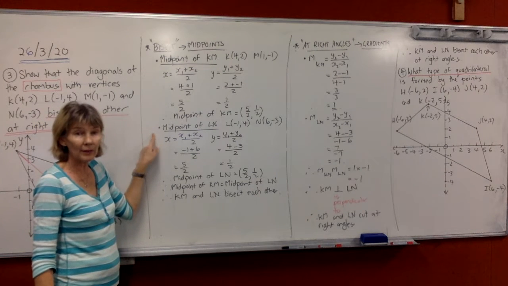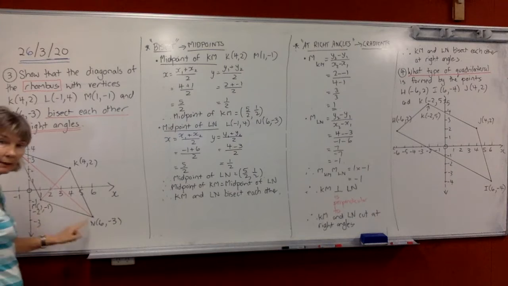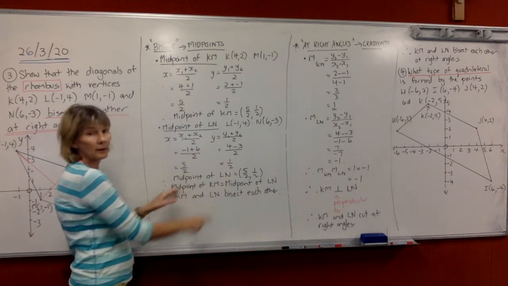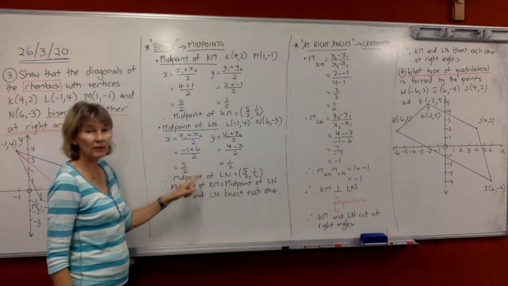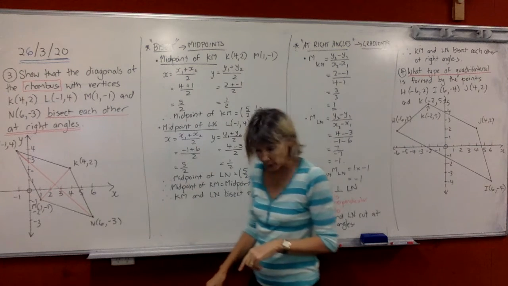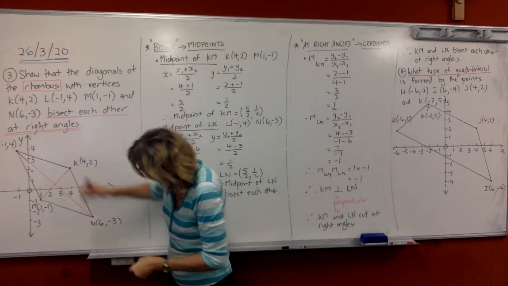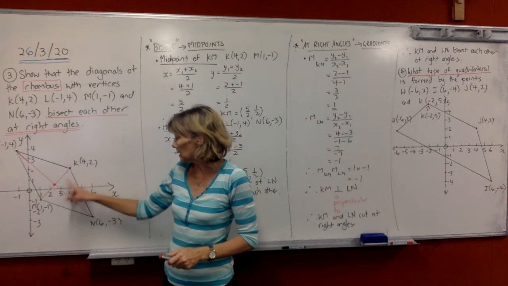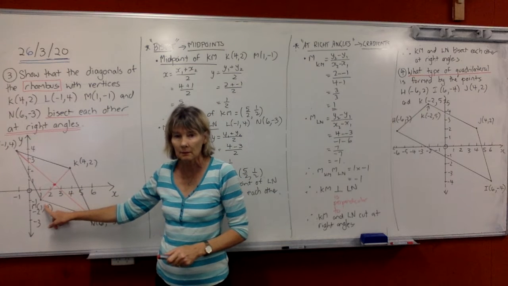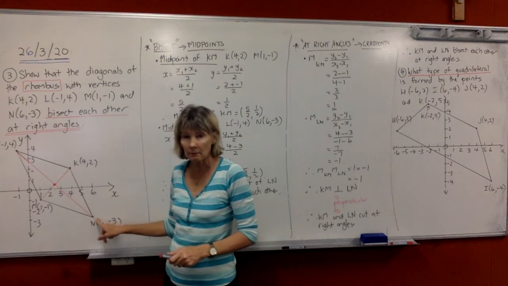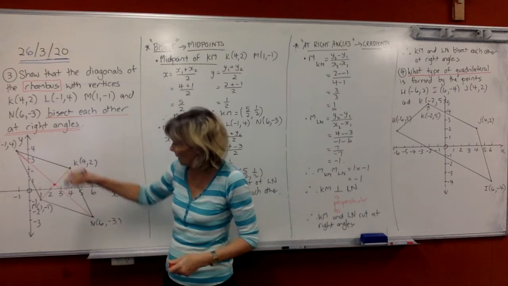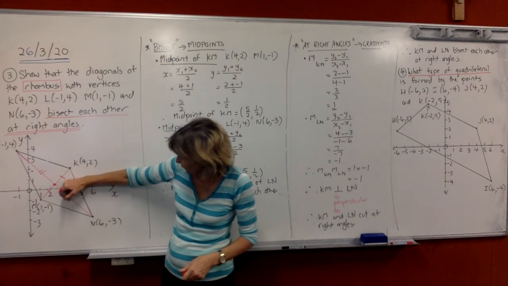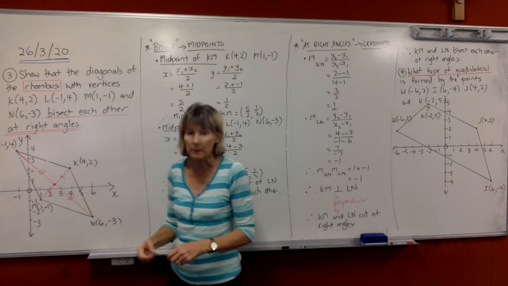Okay, so midpoint of LN, the other diagonal, here, take the L and the N and find the midpoint of those, and we find that the midpoint of KM and the midpoint of LN are the same point. So what that actually means is, if the midpoint of that is the midpoint of that, then it automatically means that this distance must equal this distance, and this distance must equal this distance. So you have proven already that they are bisected.